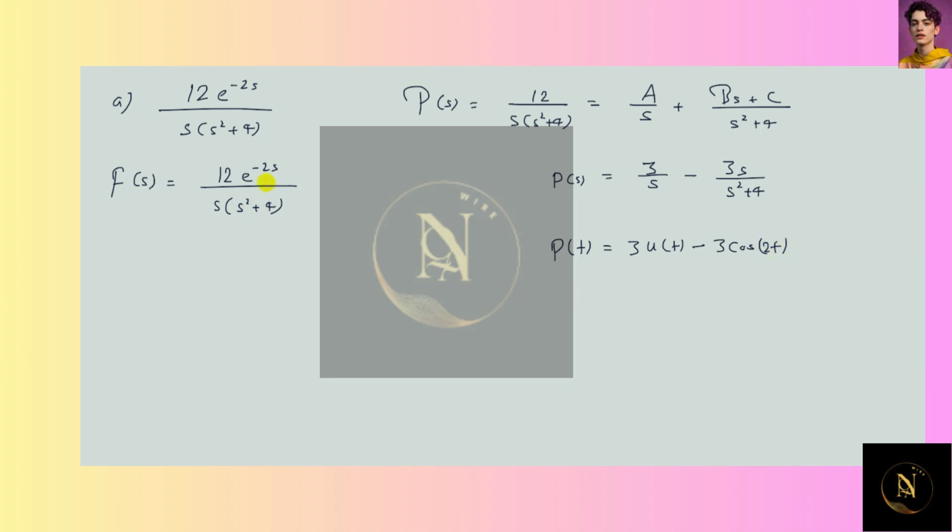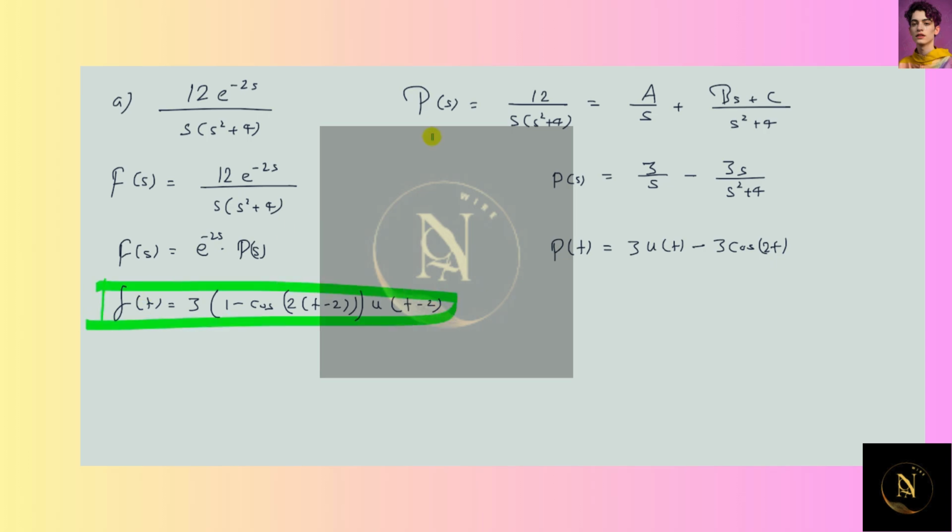Now here we simply have to multiply with e^(-2s), so we can write F(s) = e^(-2s) P(s). Then f(t) = 3(1 − cos(2(t − 2))) multiplied with u(t − 2). So this is the answer for part A.